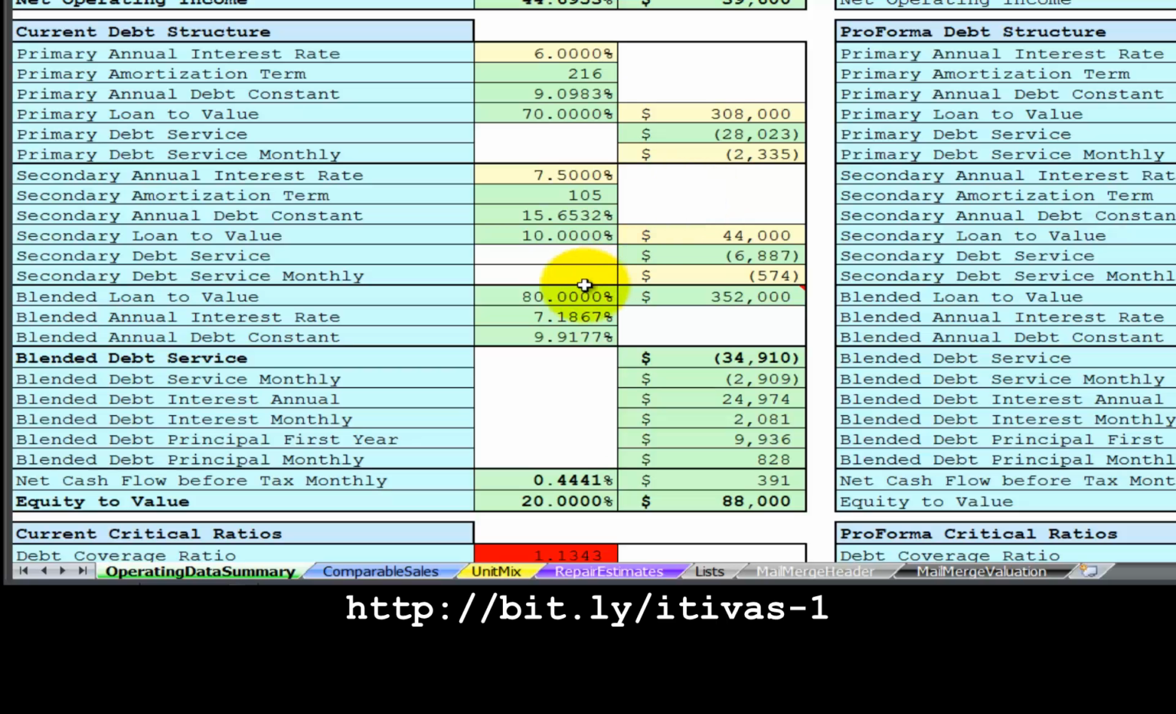Going down, we calculate the debt coverage ratio as the current net operating income divided by the annual debt service. We then plug in the negotiated capitalization rate to determine the current capitalized property value. From that, we can then deduce what the equity to value is and the gross return on equity. This is also called the cash on cash return.